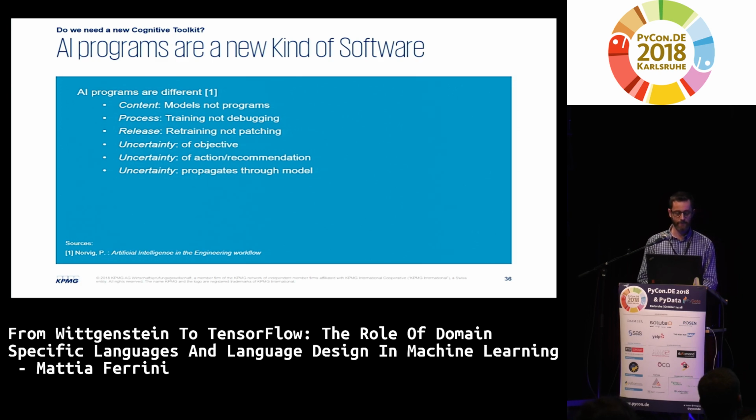And in the talk, Peter Norvig suggests how artificial intelligence programs are actually different from standard software. They are different in content. We have models and not programs. We have process. We are training and we are not debugging. We have a different way of releasing, where we very often have to retrain rather than patch. And artificial intelligence is inherently stochastic.